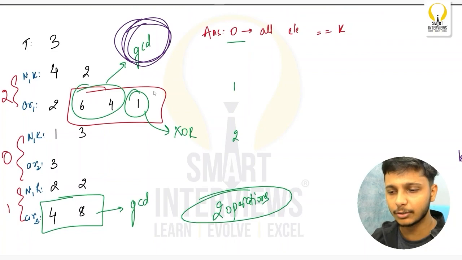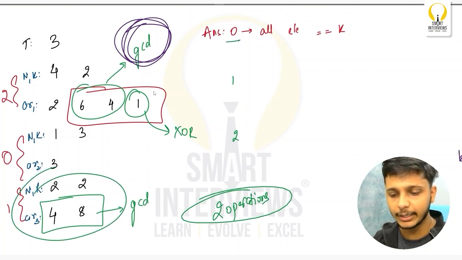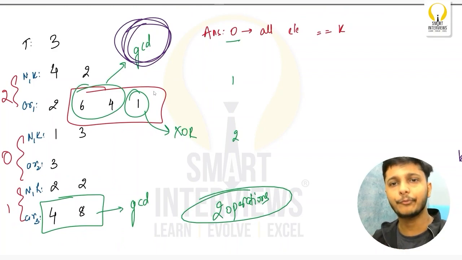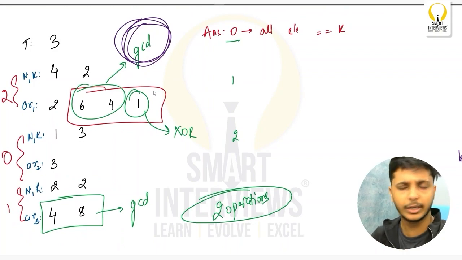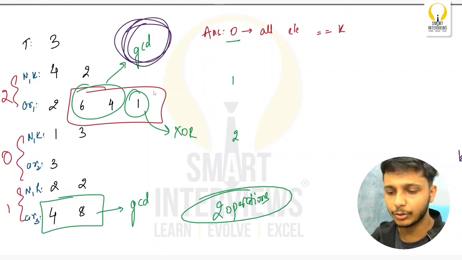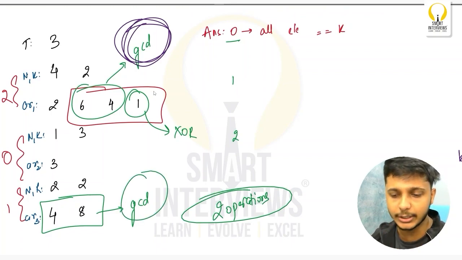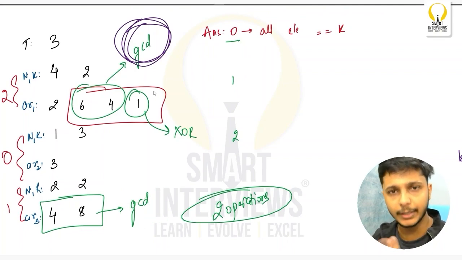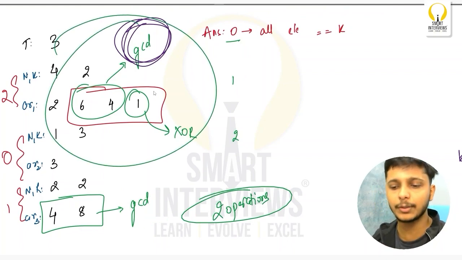When would the answer be 0? When all the elements are equal to k, correct? When would the answer be 1? In the case where only one of the operations is required to convert all the elements into k, for example the third test case. So either there would be a test case where only GCD would work or only XOR would work, and then there will be a test case where you need both of them to convert.